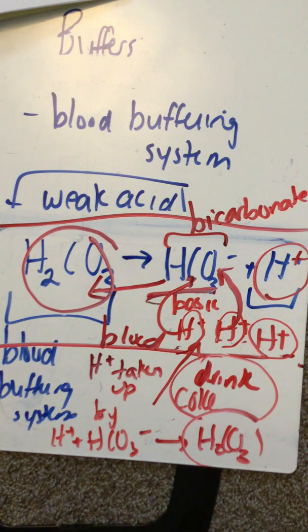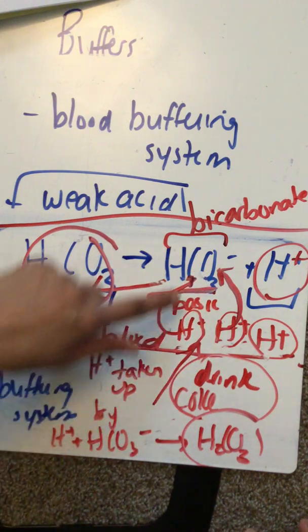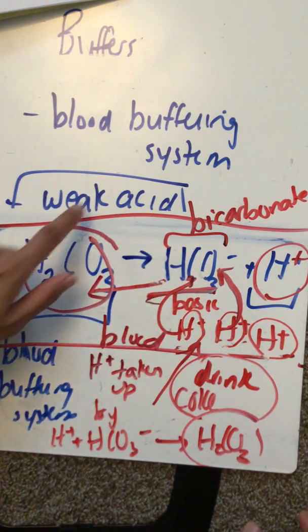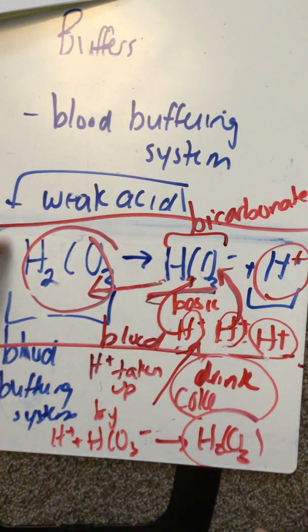Buffers resist changes in pH. In your blood, this bicarbonate ion is what's resisting the change in pH. If we add hydrogen to your blood, it will accept the hydrogen and the reaction will go this way. And you start producing more of this, okay? And that is buffering.